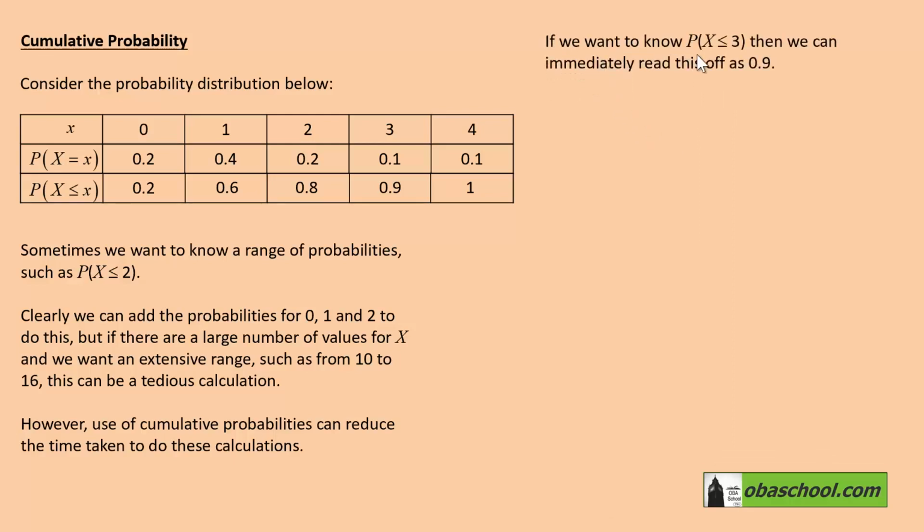If we want to know the probability that x is less than or equal to 3, then we can immediately read this off as 0.9.